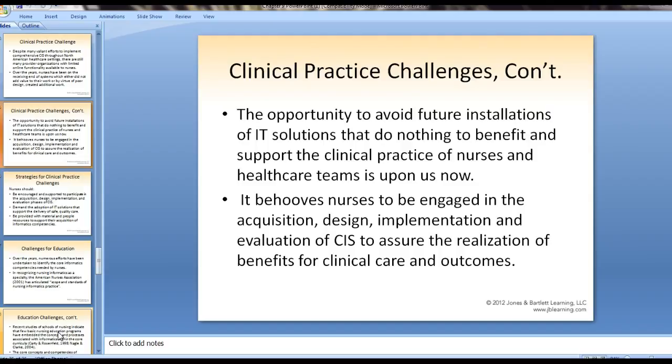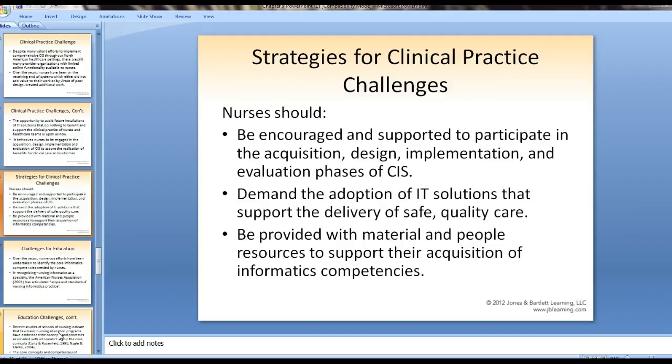It's really easy for somebody to just choose a program, especially when they're not in the clinical field. They don't understand why some things are going to be a barrier from the office as opposed to when you're actually in the clinical setting. You should be encouraged and supported to participate in the acquisition, design, implementation, and evaluation process of your CIS.